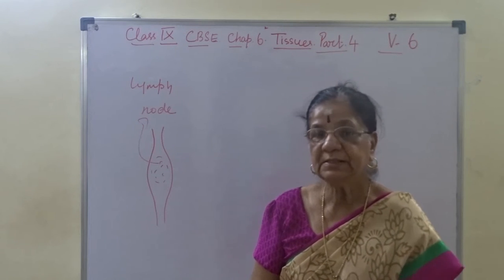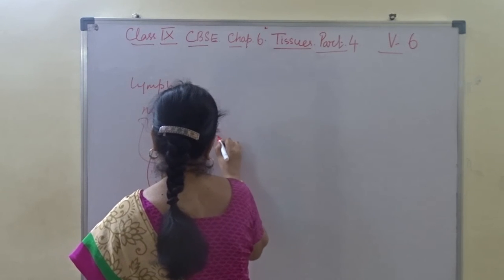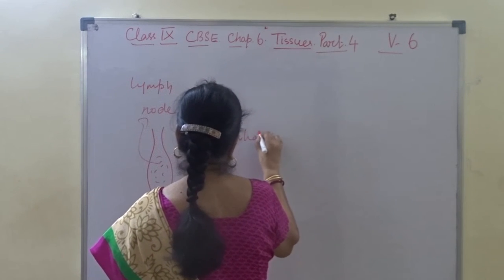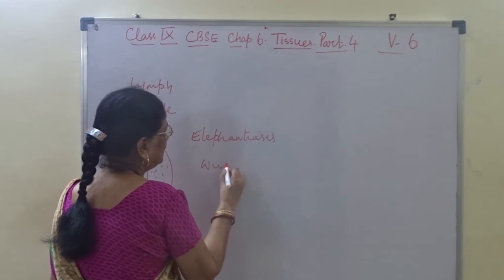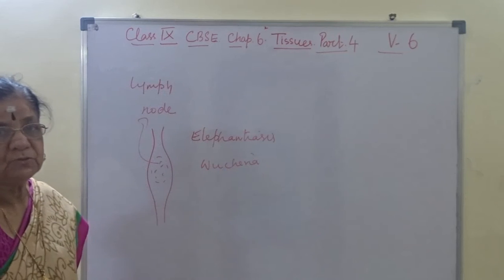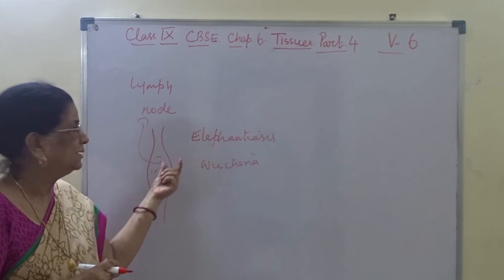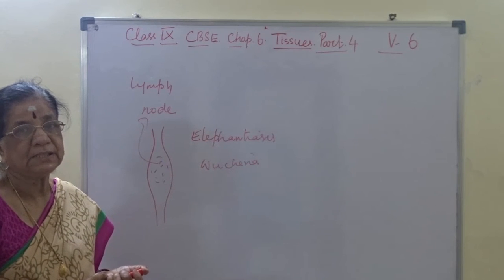And there is another disease called elephantiasis. When the filarial worm Wuchereria blocks the lymph node, then the person suffers from the disease called elephantiasis.